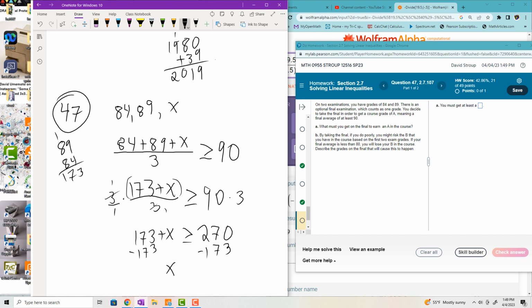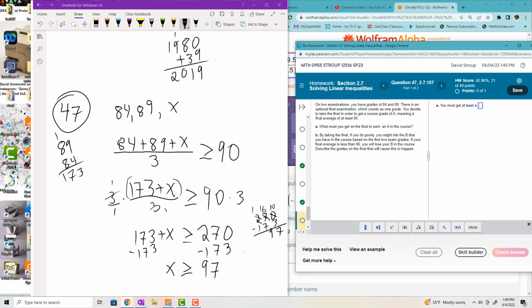Students ask me to figure out their grades all the time. This is the kind of calculation I do as a teacher. So if you want to become a teacher, you should be able to do this stuff. Minus 173. So I'm going to need to borrow over here. That'll be 10, 7. So I'm going to borrow another one from there. 9, 97. So it looks like you have to get a 97 or above. Okay, so at least a 97.